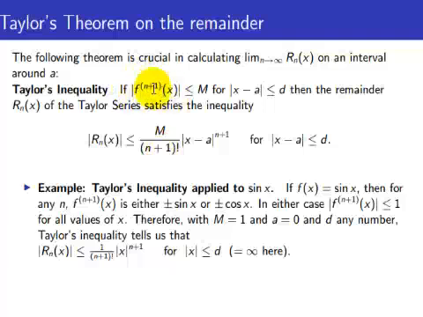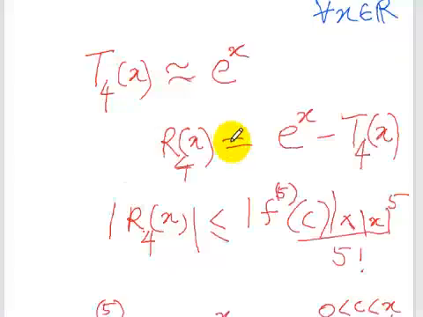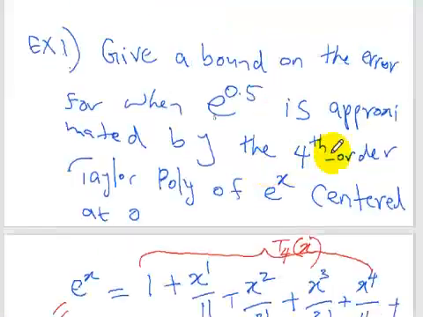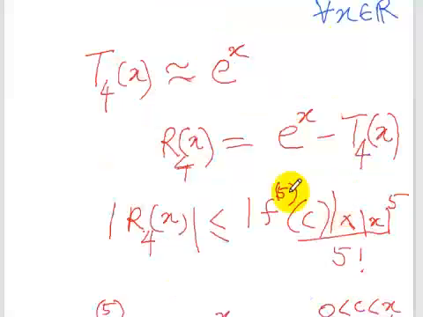fifth derivative of the exponential function times the modulus of x minus c. The center in this case is 0, so x minus 0 to the power 4 plus 1, because we are approximating the exponential function by using the fourth order Taylor polynomial, right? I hope this makes sense to you.